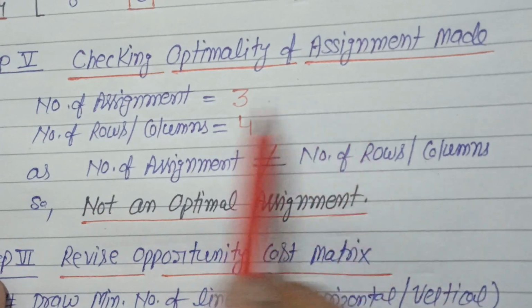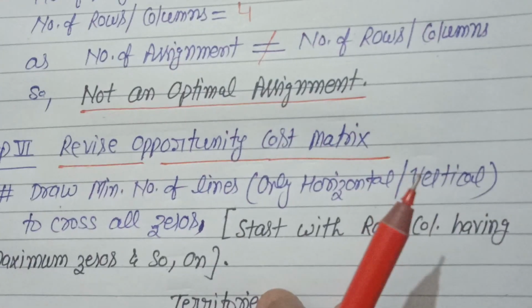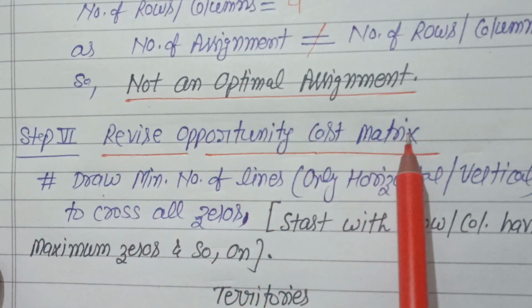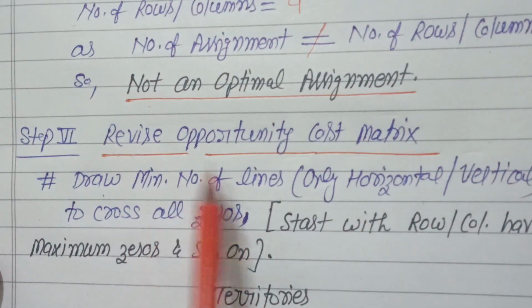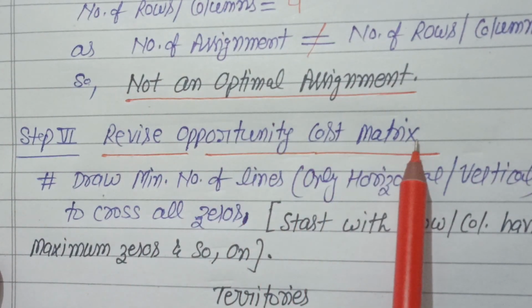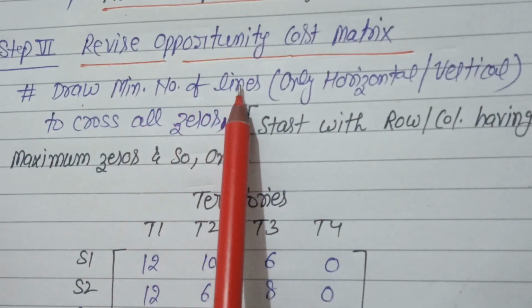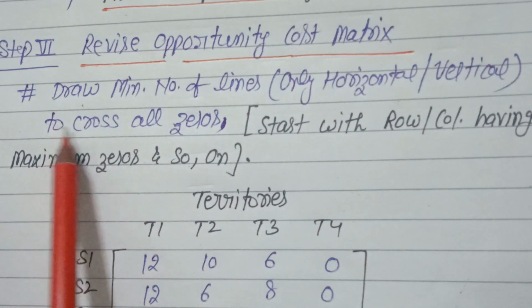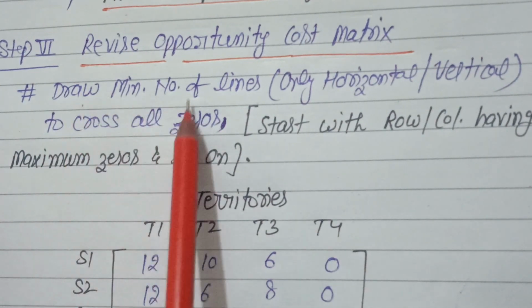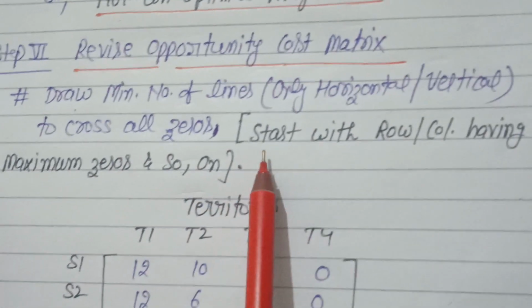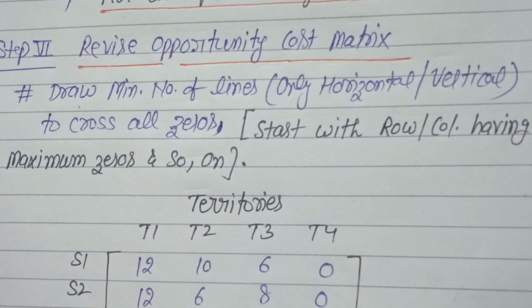So this is not an optimal assignment, and we have to move to the next step, that is, generate a revised opportunity cost matrix. For generating a revised opportunity cost matrix, the first step is to draw the minimum number of lines which will cross all those zeros. For doing this, we start with the row or column having the maximum number of zeros, and then move further. So let us draw the lines which will cross all the zeros with the minimum number.